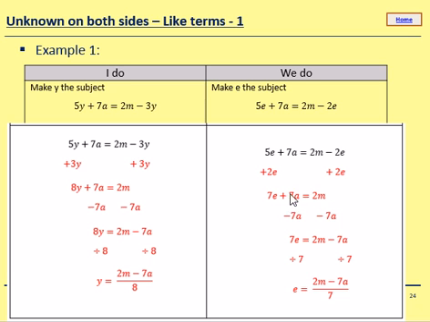Then I want to get rid of the 7a, so I'm going to take away 7a from both sides. This leaves me with 7e equals 2m, take away 7a. And then I want just 1e. So I'm going to divide by 7 on both sides, leaving me with e equals 2m, take away 7a, divided by 7. Give yourself a tick in green pen if you got that right.